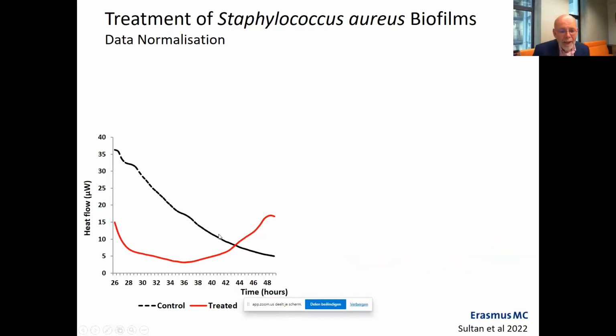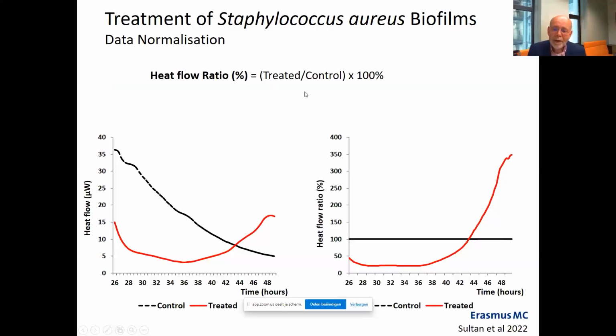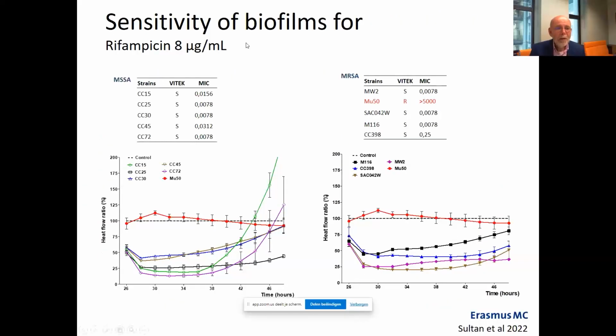We took this data and normalized it for our control, and then, of course, you get these kinds of curves. And from now on, I will show you data generated with this normalization. So we took a whole panel of MSSAs and MRSAs, and here you can see the different genetic backgrounds, because we used representative genetic backgrounds of Staphylococcus aureus in our MSSAs, but also in our MRSAs. And these are the Vitek data.